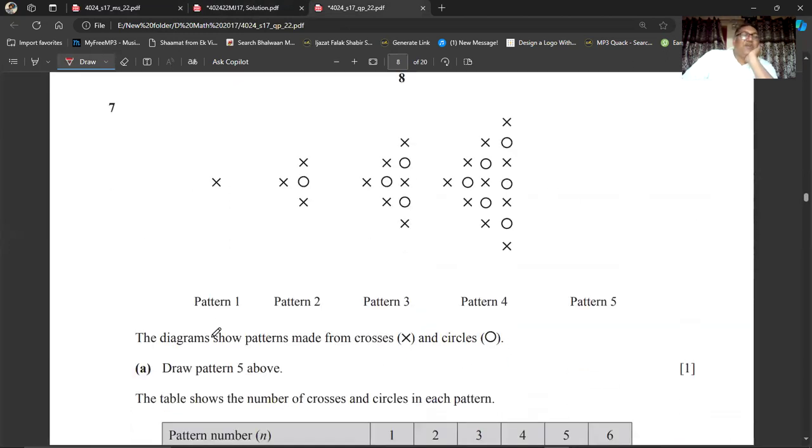Okay, so we are on question number 7. Here we have a pattern. Here you have a single cross. Then here you have a cross. Then you have another column. In the center you have a circle. Up and down you have a cross.